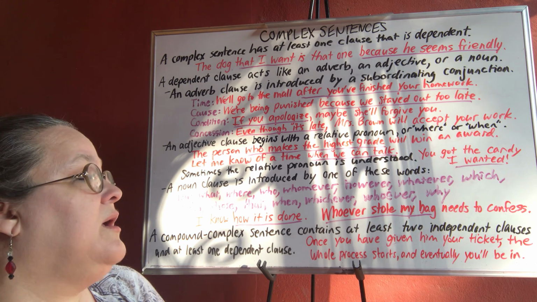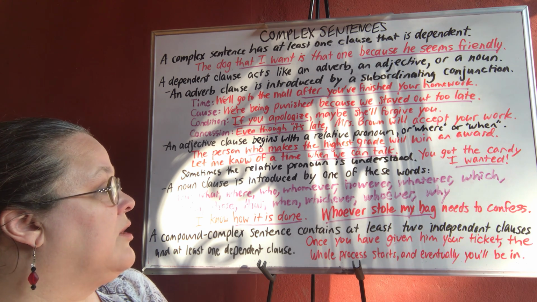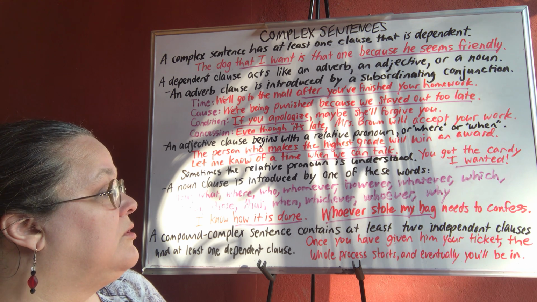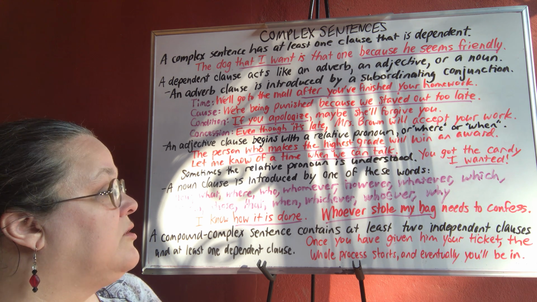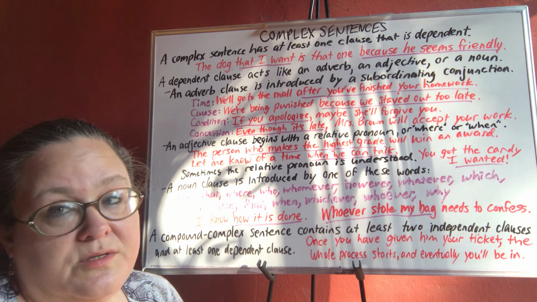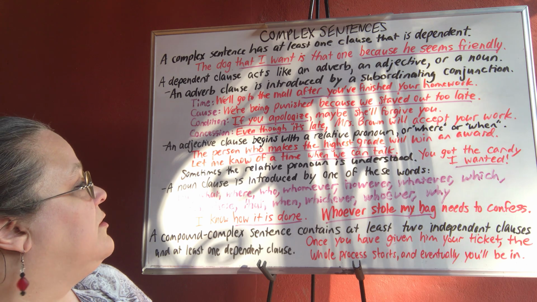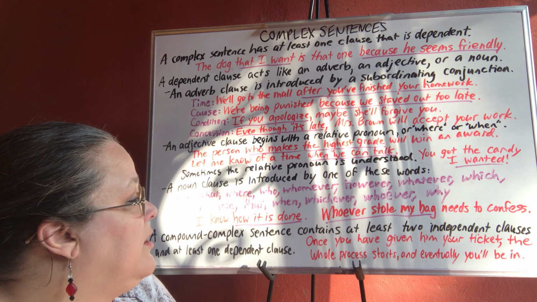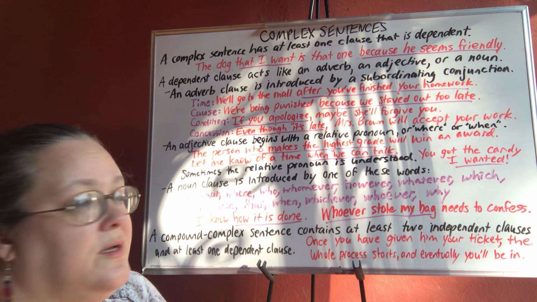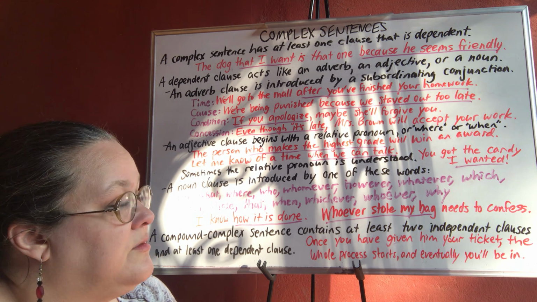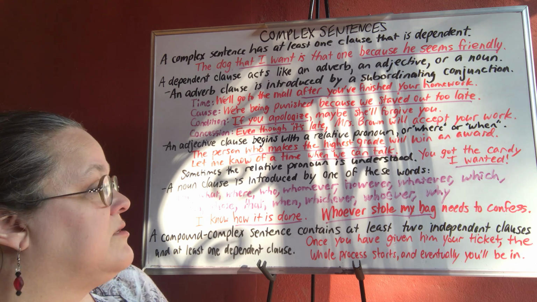Whoever stole my bag needs to confess. Okay, whoever is introducing my noun clause. Stole is the predicate. Whoever is also the subject of the clause, just like in this one up here. And whoever stole my bag is the subject of the sentence, and that person needs to confess.